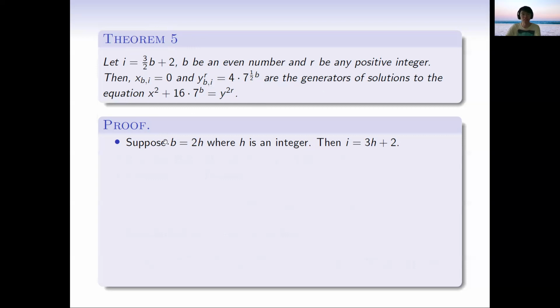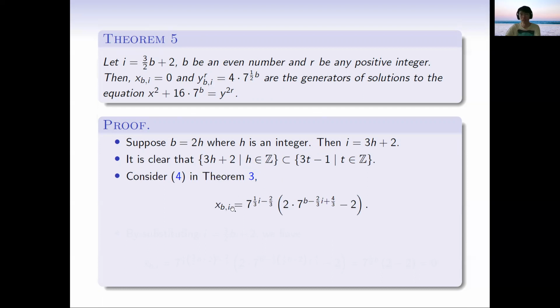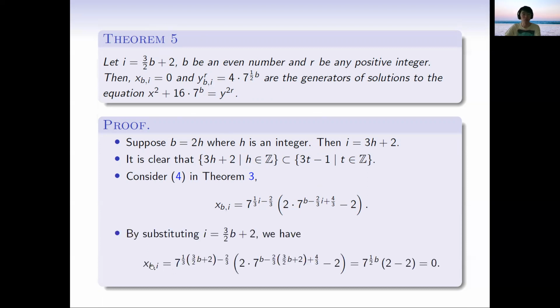Because b is even, I let b equals 2h and I substitute b equals 2h into here. And then I obtain i equals 3h plus 2. And obviously, the set of equations 3h plus 2 is a subset of the set of equations 3t minus 1. And this tells us that we have to consider equation 4 in theorem 3, which is x_b_i equals this. Now, if I substitute i equals 3/2 b plus 2 into this equation and simplify, I am going to obtain x_b_i equals 0.